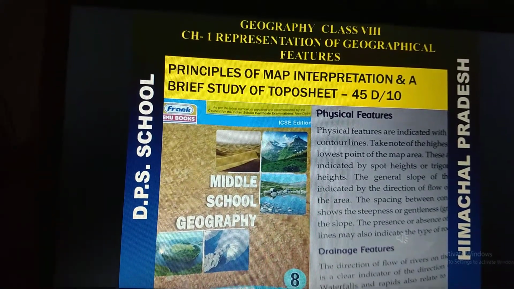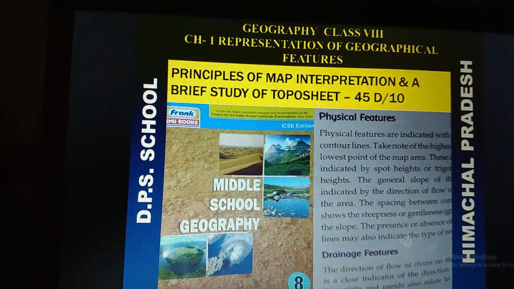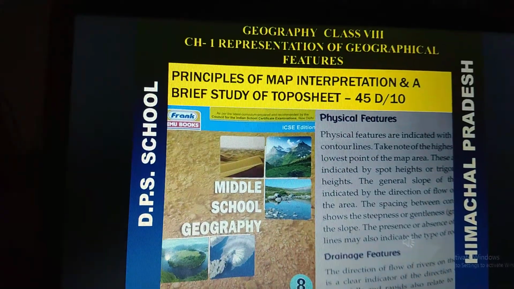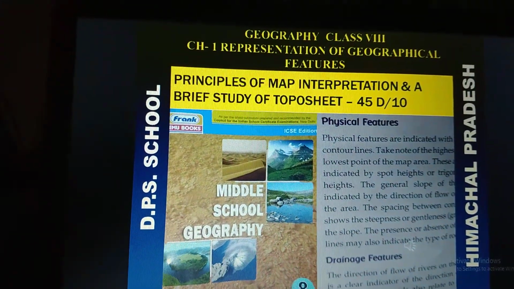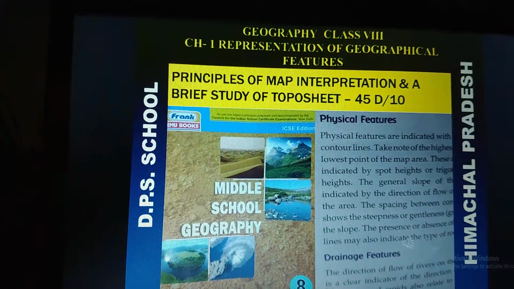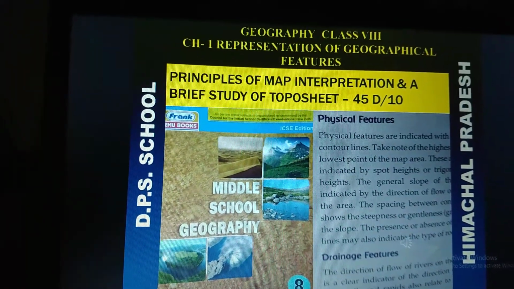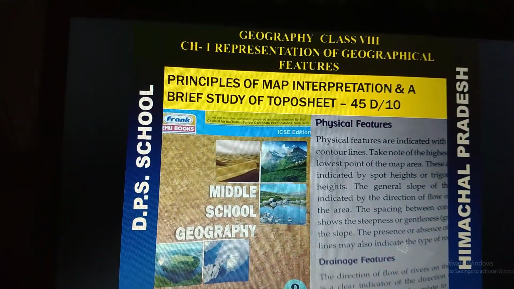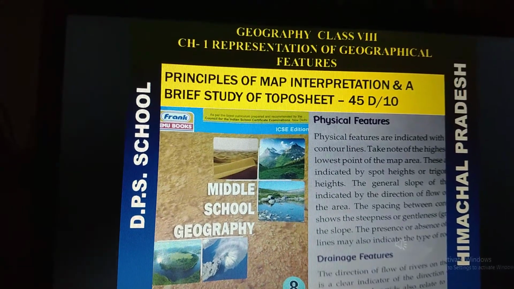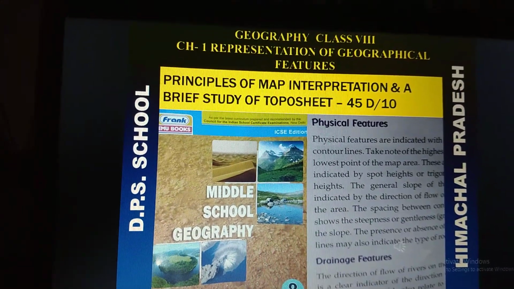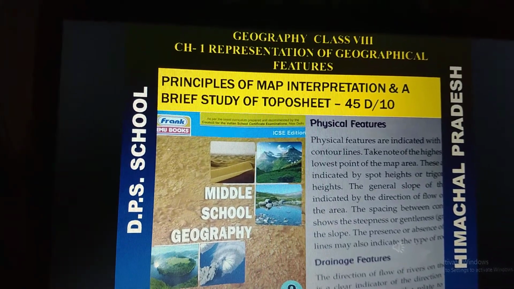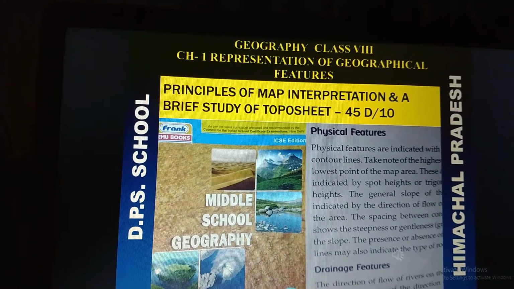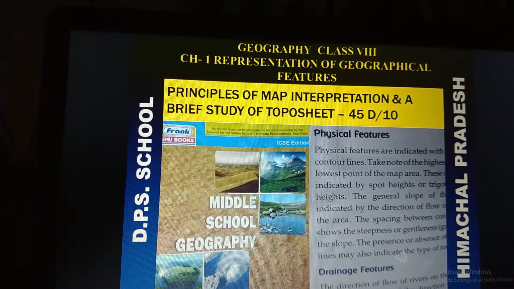The physical features of a topographical map are indicated with the help of contour lines. You can take note of the highest point and the lowest point of the map area, and these are usually indicated by spot heights or trigonometrical heights. The slope of the area is indicated by the direction of the flow of rivers. And then we can see the spacing between the contour lines, which shows the steepness or gentleness of the slope.